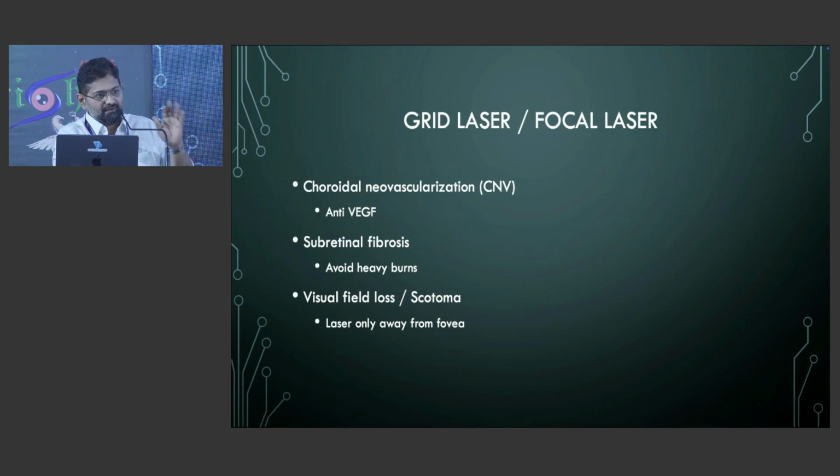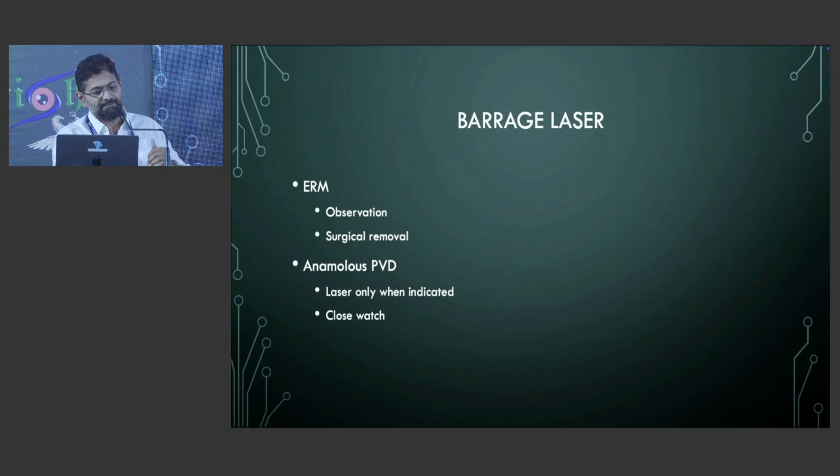But when you do a laser, try to keep the power burn less, because if you use a larger power, you end up creating a breach in the RPE Bruch's membrane and you're inviting trouble with the CNVM. So if you have a CNVM, you have to treat it with anti-VEGF injections. Sometimes because of heavy burns, you might also develop subretinal fibrosis. And because it is a macular region, such a sensitive area, these patients are definitely going to have some visual field loss or scotomas.